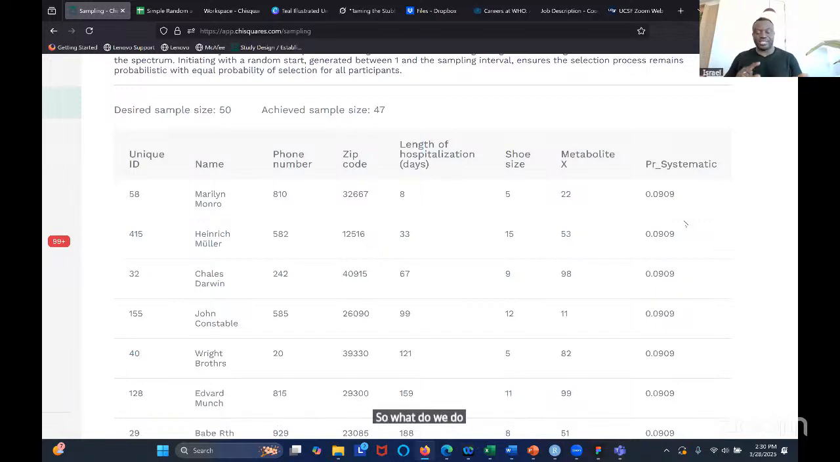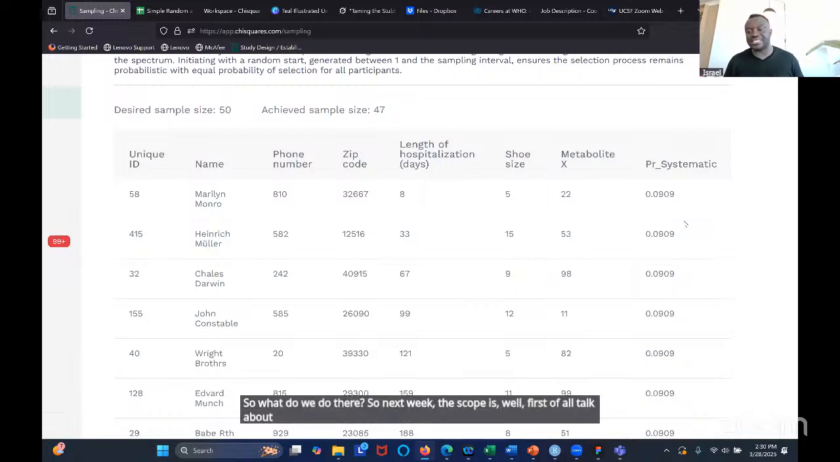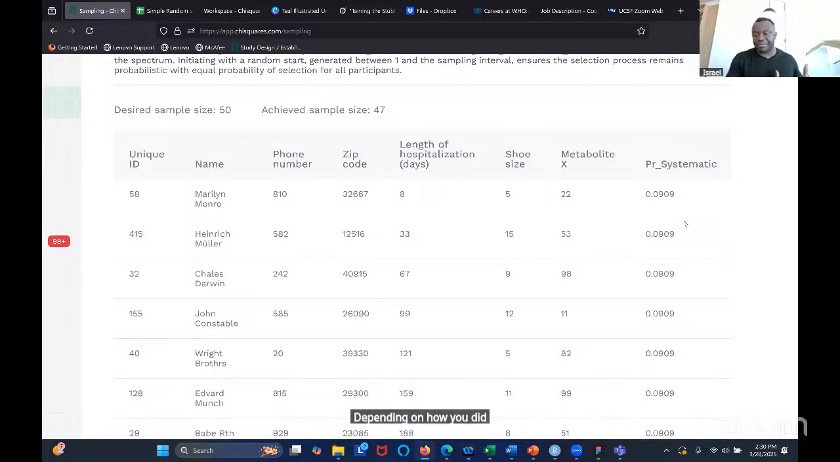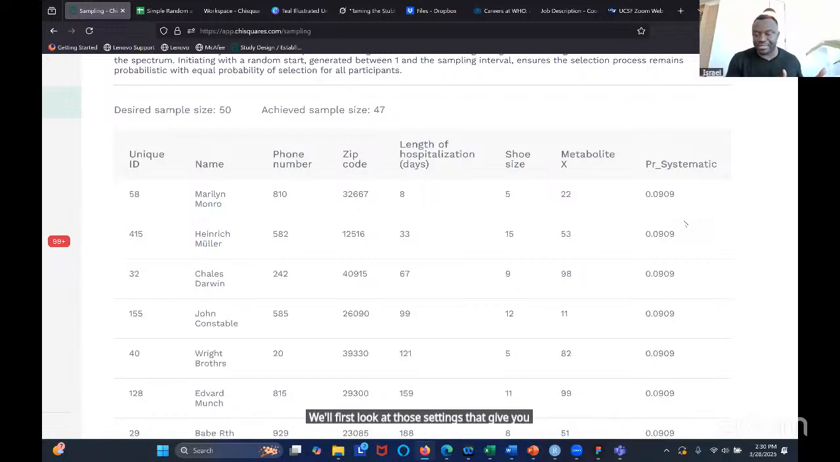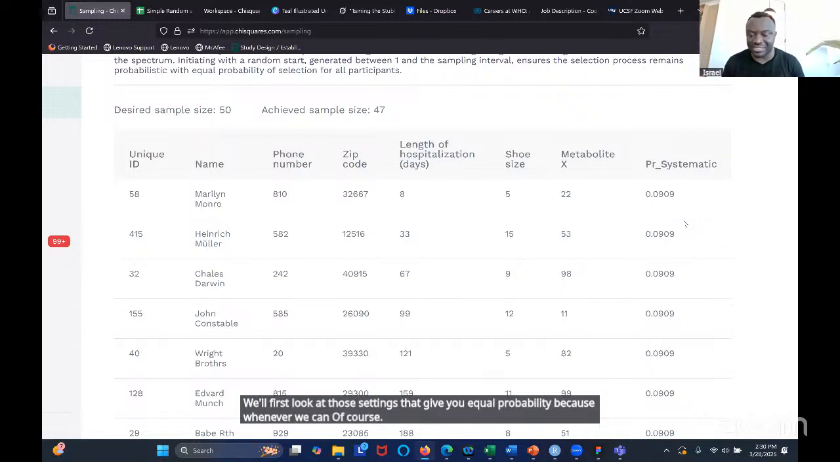So next week, the scope is, we'll first of all talk about cluster sampling techniques that give you equal selection probability. Because remember, we said clusters and strata, the answer is, it depends. Depending on how you did it, you can get equal probability or you can get unequal probability. We'll first look at those settings that give you equal probability, because whenever we can, of course, we want equal probability. That saves us so much headache.